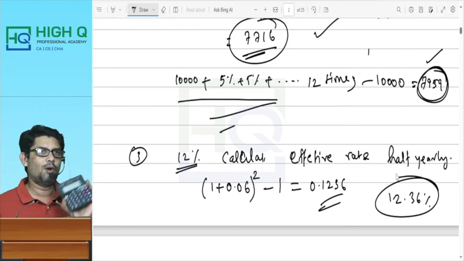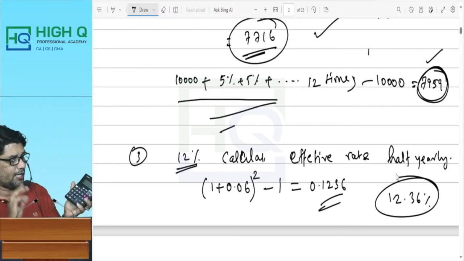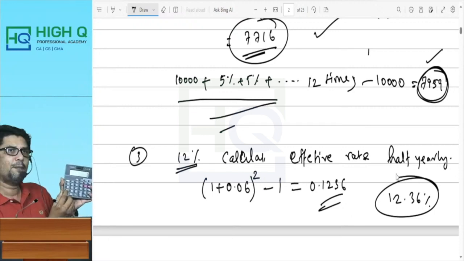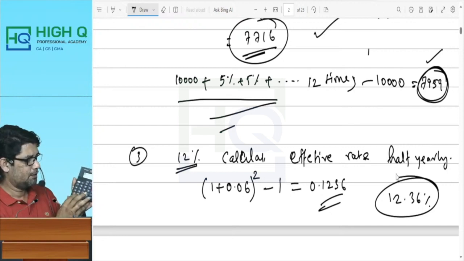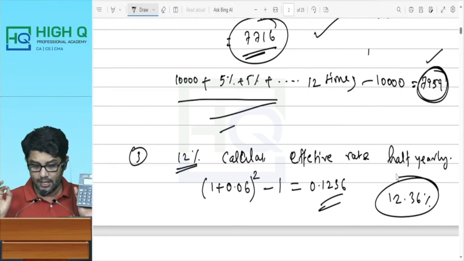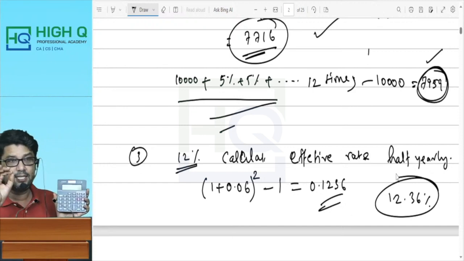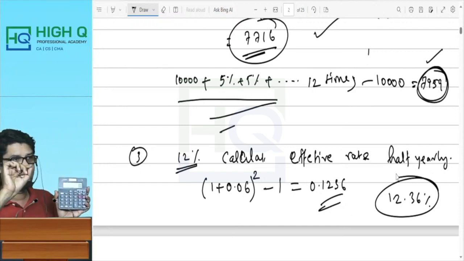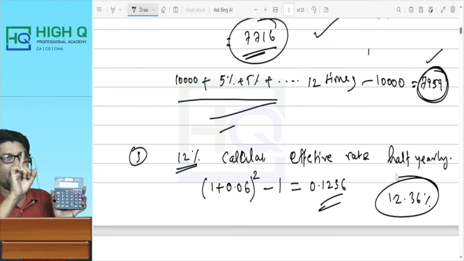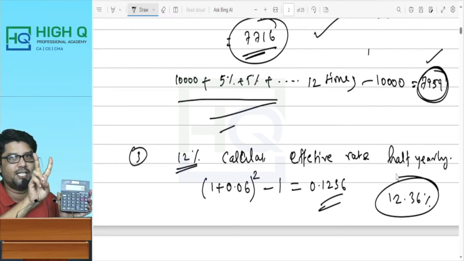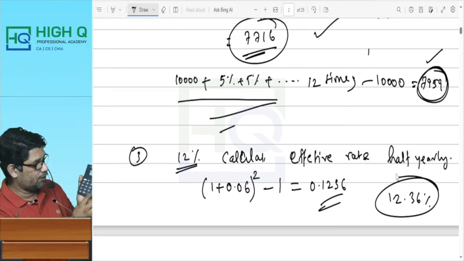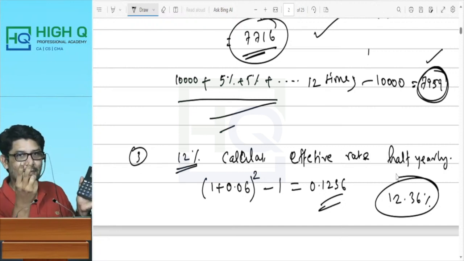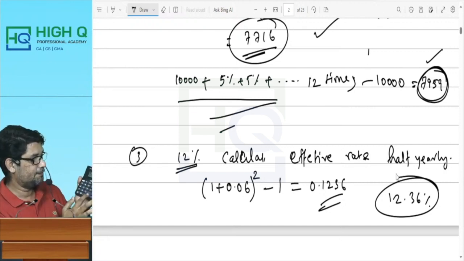Please listen here. Do what I'm saying. Let me take 100, some number. 100, okay? Next, what is the percentage? 12% half yearly. Half yearly means the 12% will become what? 6%. And half yearly means there are 2 half years in 1 year. So what we will do: 100 plus 6% plus 6%, 2 times I'm adding 6%, minus 100.